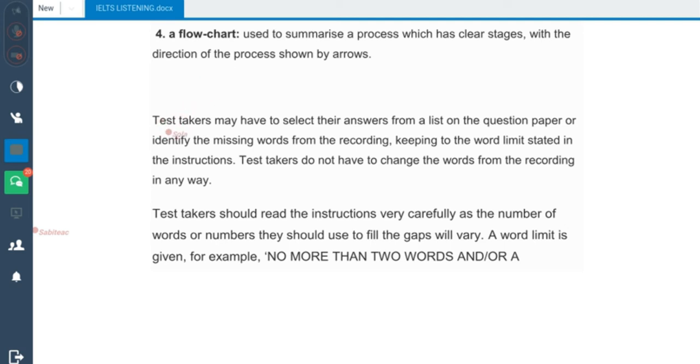But for now, you should know that test takers may have to select the answers from a list on the question paper or identify the missing words from the recording. Keeping to the word limit stated in the instructions, test takers do not have to change the words from the recording in any way. Test takers should read the instructions very carefully, as the number of words or numbers they should use to fill the gaps will vary. A word limit is given, for example, no more than 2 words and or a number.